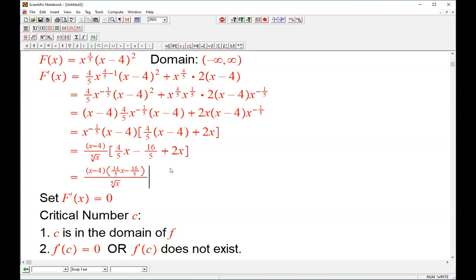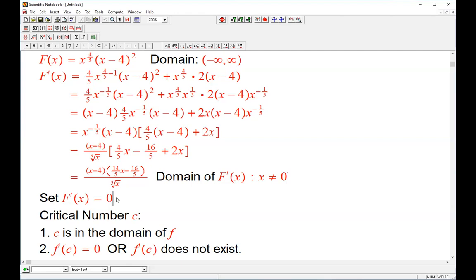Denominator certainly cannot be 0. And be aware, the domain of the derivative is x cannot be 0. At that point, at 0, the derivative is undefined. So that makes 0 a critical number, according to the definition of critical number.